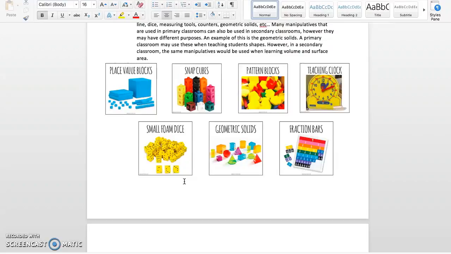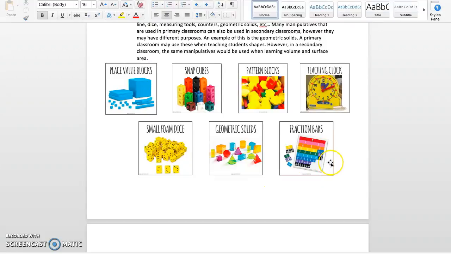And there's just so many variations you can use of that. In a secondary classroom, if you have students completing long equations, you could have them roll as many dice as you want, and then plug in the numbers from the dice so that everyone gets a randomized equation to complete. And we already discussed the geometric solids.